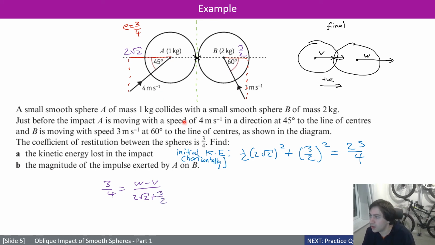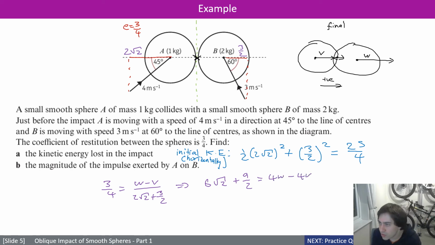Remember, if you took V and W as just being scalars and you declare they're definitely moving to the right, then you might reinterpret this slightly differently. I don't like to think about which direction things are going in if I don't know for sure. So treat them as almost one-dimensional vectors, and I did the same with these numbers here. So 3/2 is actually a minus 3/2. Okay, so cross multiply, and we're going to get 6√2 plus 9/2 equals 4W minus 4V.